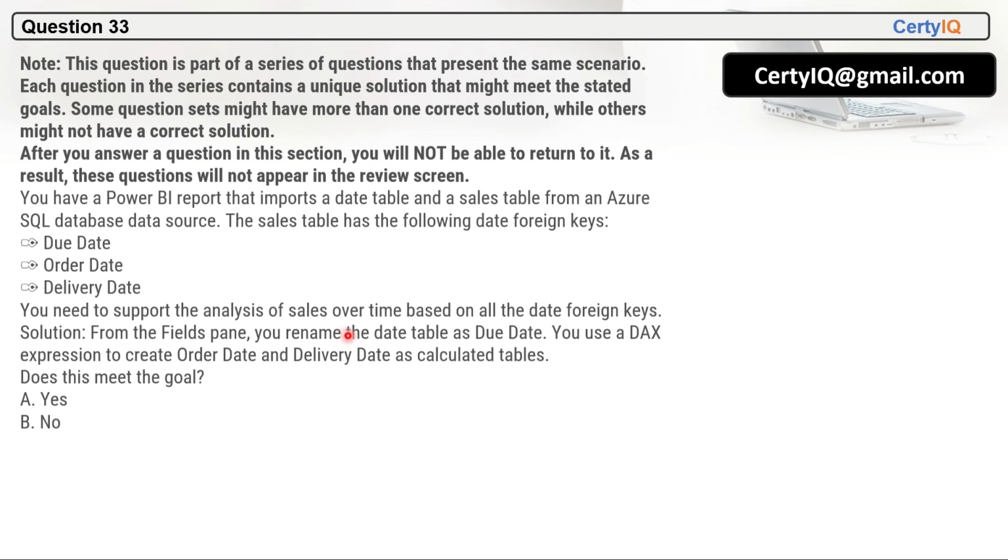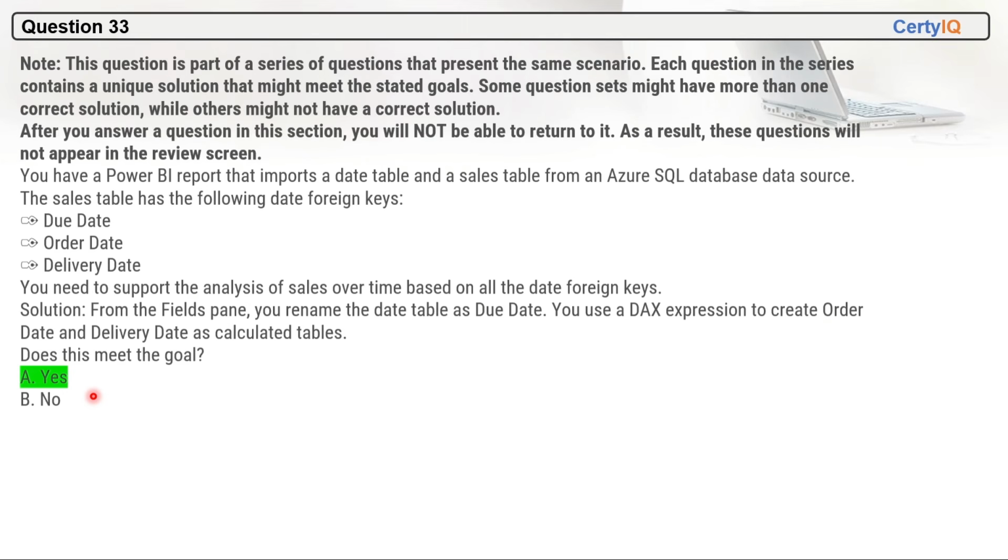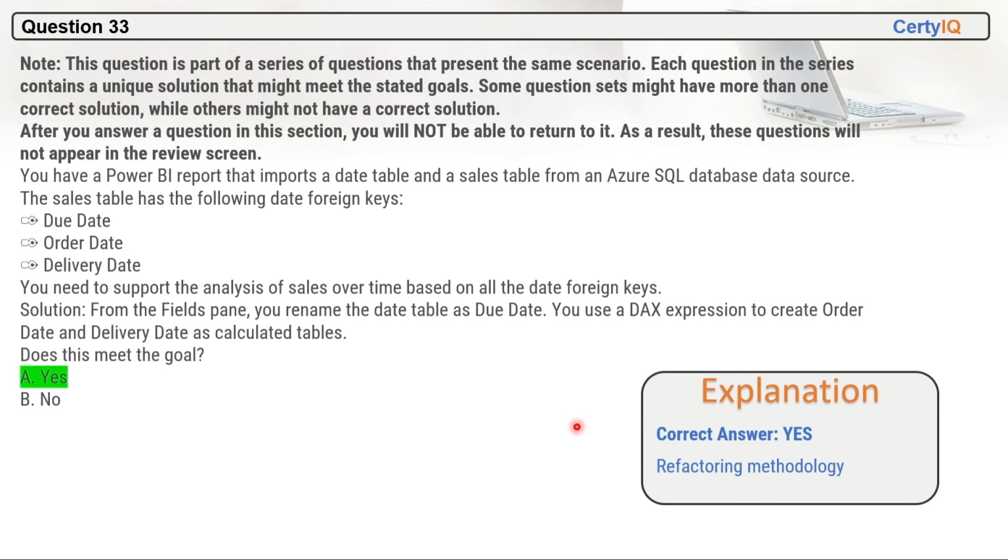A similar question in this series, so we'll directly jump to the solution. They are saying you need to support the analysis of sales over time based on all the date foreign keys. As a solution, from the field pane, you rename the date table as due date. Use a DAX expression to create order date and delivery date as calculated tables. Yes, this will meet the goal. We have seen in the previous question also, this is the correct solution, so it will be yes. This is a refactoring methodology.